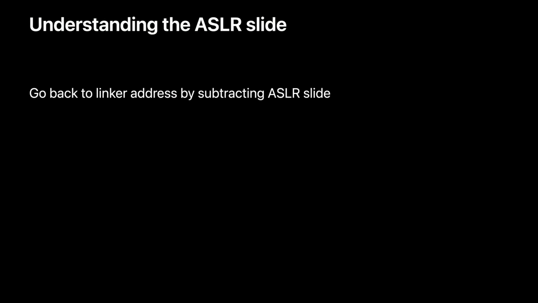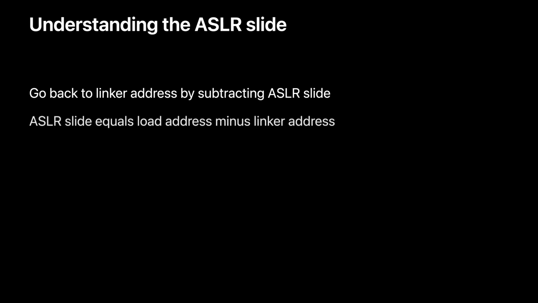With that in mind, we now know that the difference between a runtime address and the linker address is the ASLR slide. We can calculate the ASLR slide with the following equation, S equals L minus A, where S is the ASLR slide, L is the load address, and A is the linker address. We'll see examples of this equation shortly, but the key point is that we can always go back to the file address space once we know the ASLR slide.